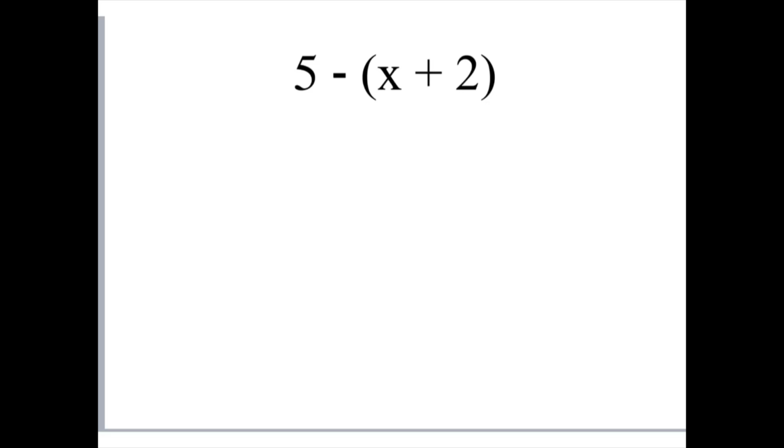This is our last one, and what I want you to do again is I want you to pause the video, I want you to write it out and try to work it out on your own, and then turn back on the video and see if you and I have the same answer. So please pause the video in 3, 2, 1.